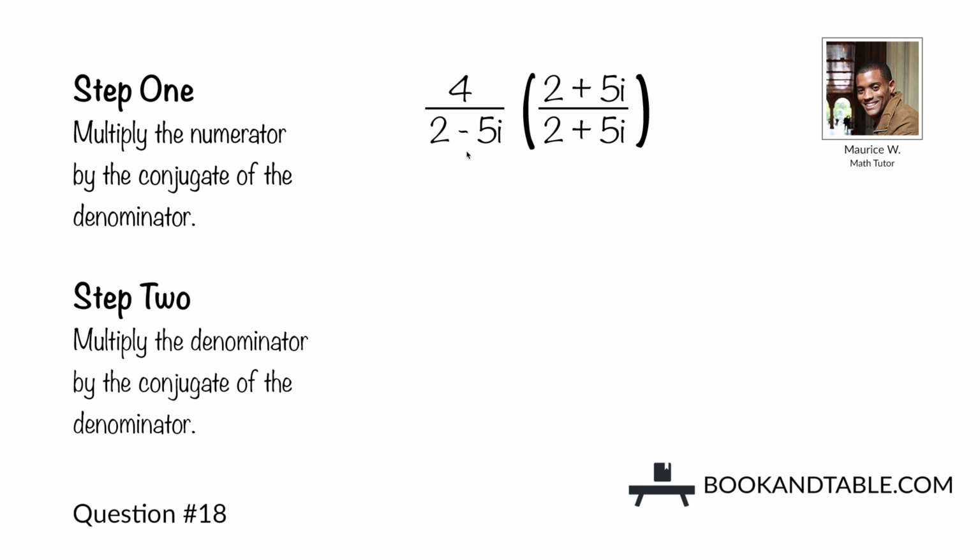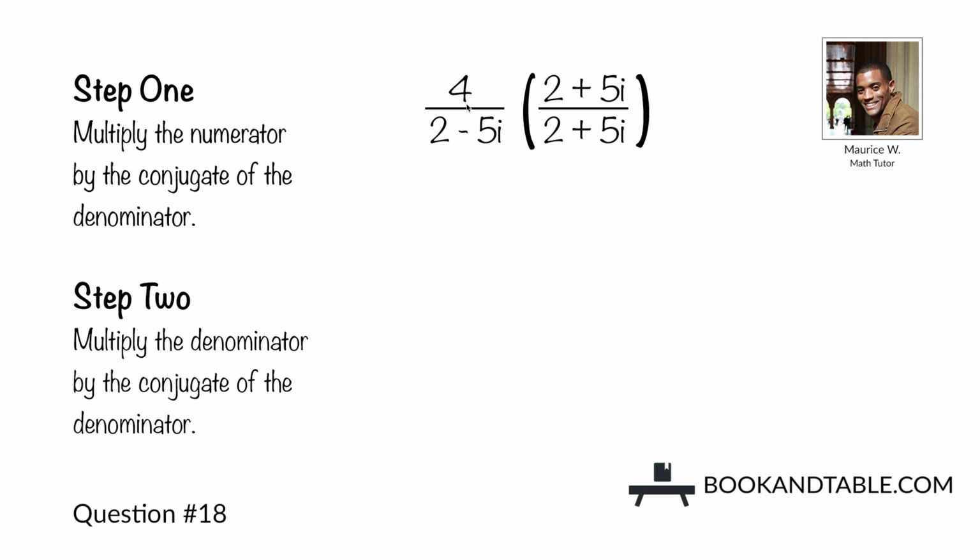So when you're dividing by a complex number, you want to multiply the numerator and the denominator by the conjugate of the denominator. The conjugate is the result of switching the sign between our real number and imaginary number from positive to negative, or in this case from negative to positive. So we will multiply the numerator 4 and the denominator 2 minus 5i by 2 plus 5i.